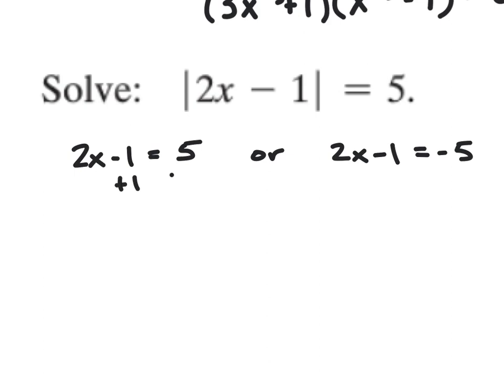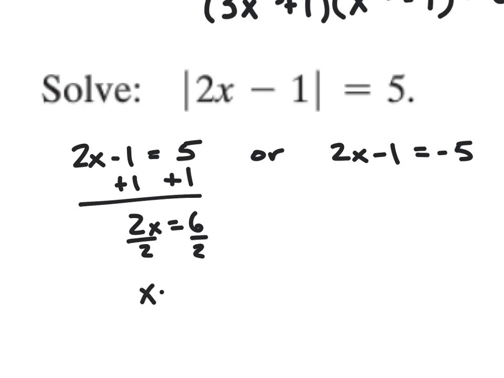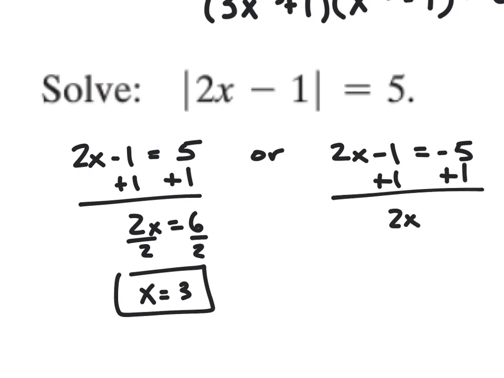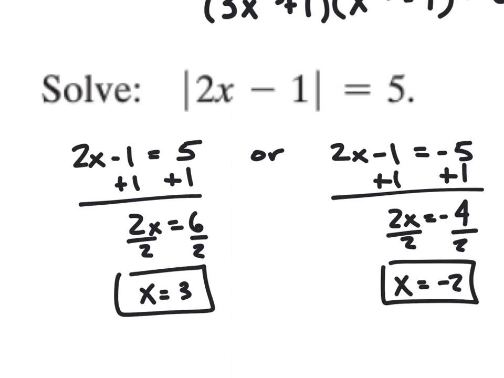So I'm going to add 1 to both sides, and I get that 2x is equal to 6. Divide by 2, divide by 2. I get that x is equal to 3. Here, I'm going to add 1 to both sides, and I get that 2x is equal to negative 4. Divide by 2, divide by 2, and I get that x is equal to negative 2. And these are my solutions.